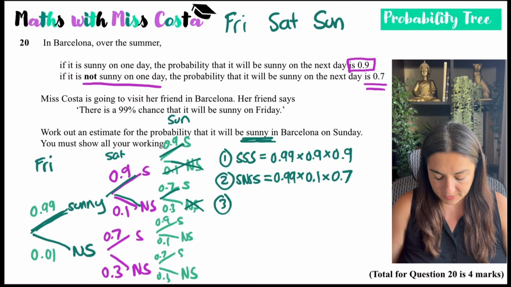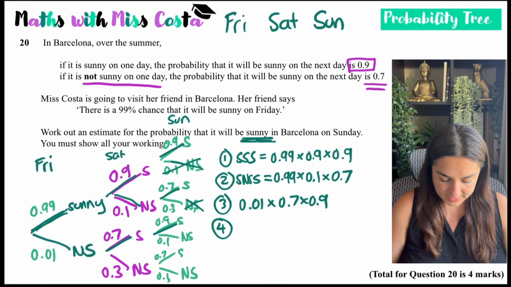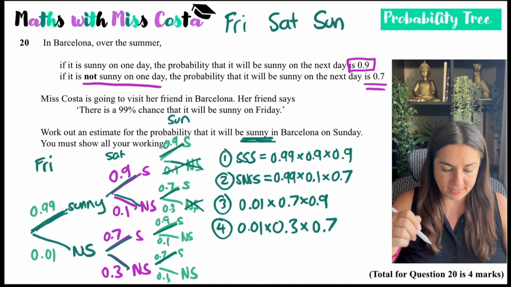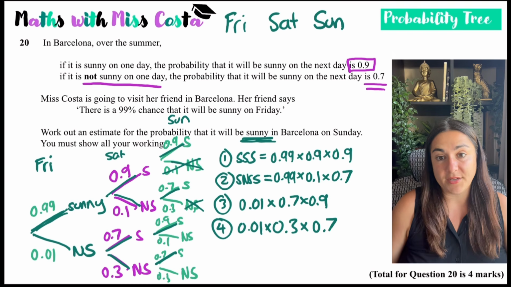Option 3, it could have been not sunny on Friday, so 0.01, but then it could be sunny and sunny, so times 0.7 times 0.9. Another option could have been not sunny, so 0.01 times 0.3 times 0.7. So ideally I would have had a little highlighter to show those routes, but those are the routes that I take. So those are my options.